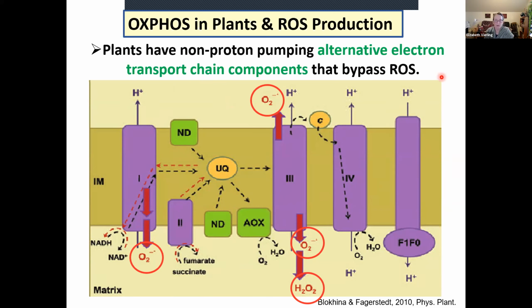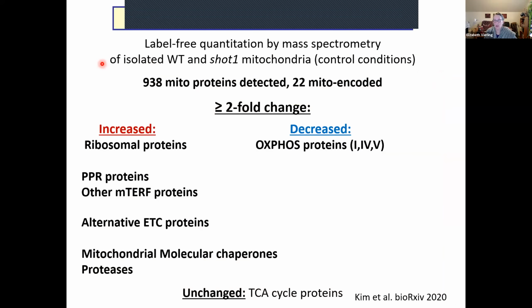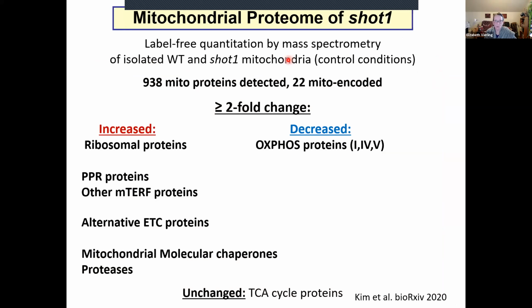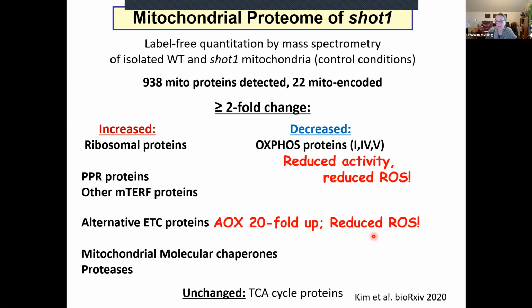In order to understand why SHOT1 plants produce less reactive oxygen species, we did proteomics on SHOT1 mitochondria. The mitochondrial proteome of SHOT1 was very informative. We saw increased ribosomal proteins, PPR proteins, alternative electron transport components, molecular chaperones and proteases, and not surprisingly, we saw decreased OXPHOS proteins. So a decrease in OXPHOS proteins suggests reduced activity of oxidative phosphorylation, and that would give us reduced ROS. The alternative electron transport increase is also going to give us reduced ROS, and in fact, alternative oxidase is upregulated 20-fold. And interestingly, this increase in mitochondrial molecular chaperones indicates that the mitochondria are primed for repair.